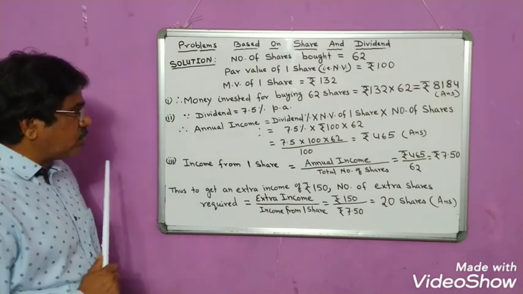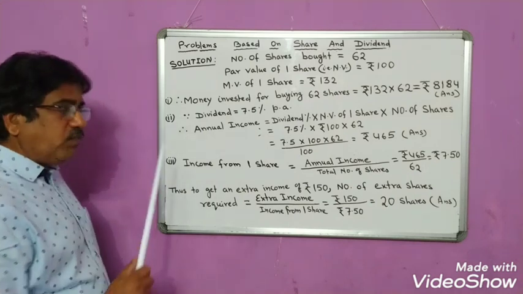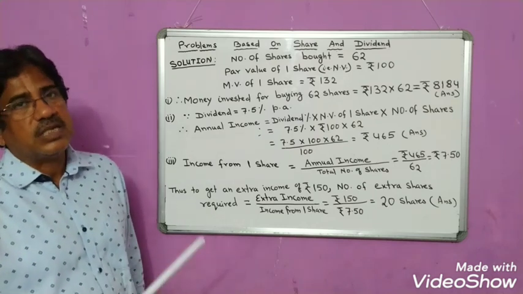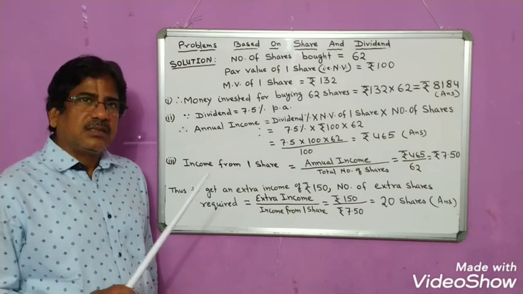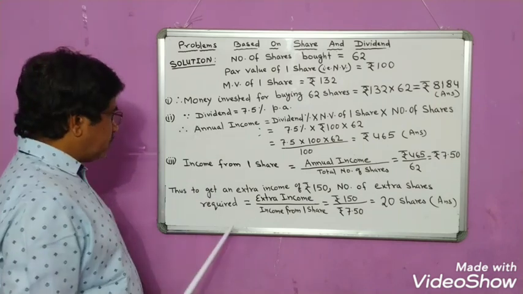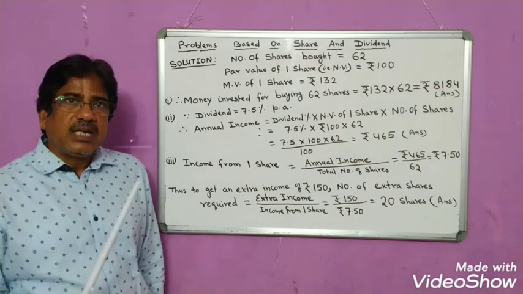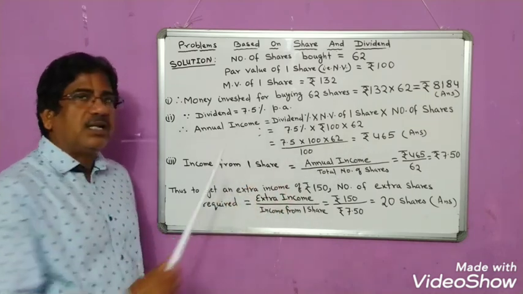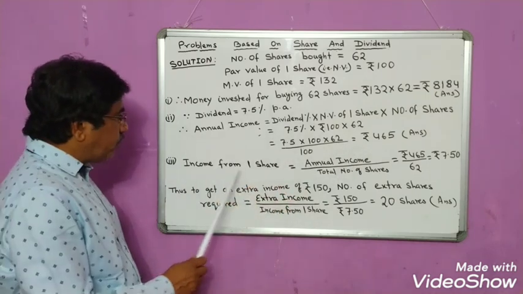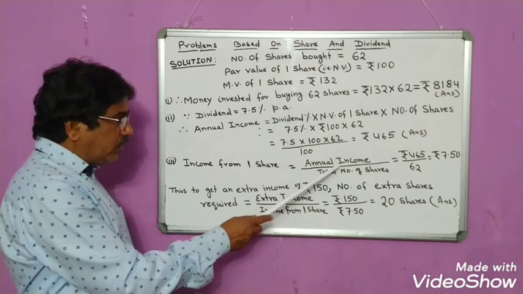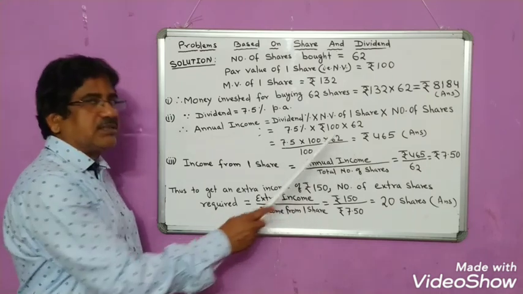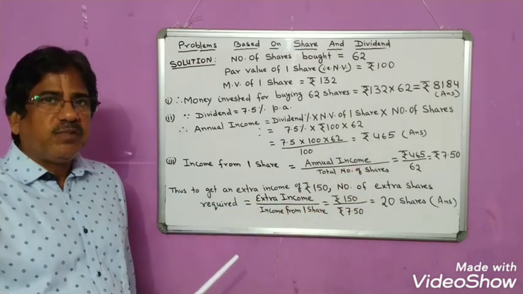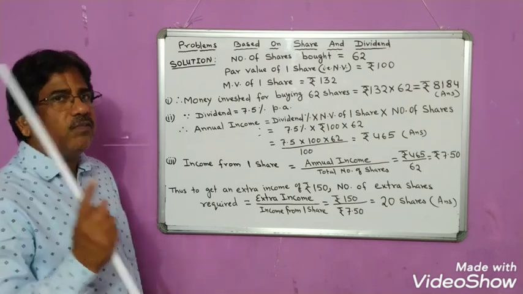Now the third part of the question says that if he wants to increase his income by 150 rupees more, how many extra shares does he have to buy? So first of all we should know the income from one share, because we have calculated the income from 62 shares, that is 465. So income from one share will be equal to annual income divided by total number of shares, and that will give you rupees 7.50. So 7 rupees 50 paise is the income from one share.